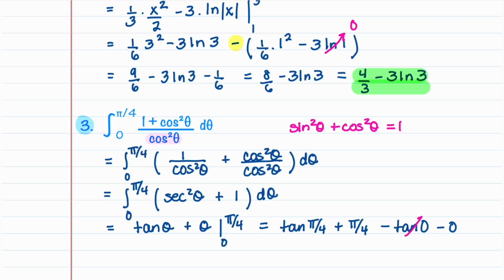Tangent of 0 is equal to 0 because it's sine over cosine, and sine of 0 is 0. Tangent of pi over 4 is equal to 1, and then we add pi over 4. So our final answer is 1 plus pi over 4.